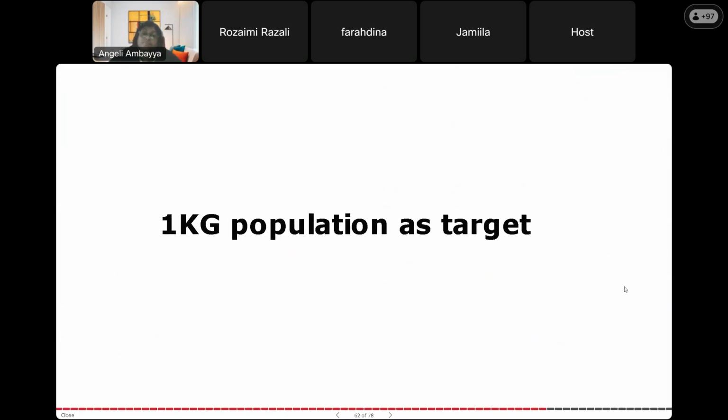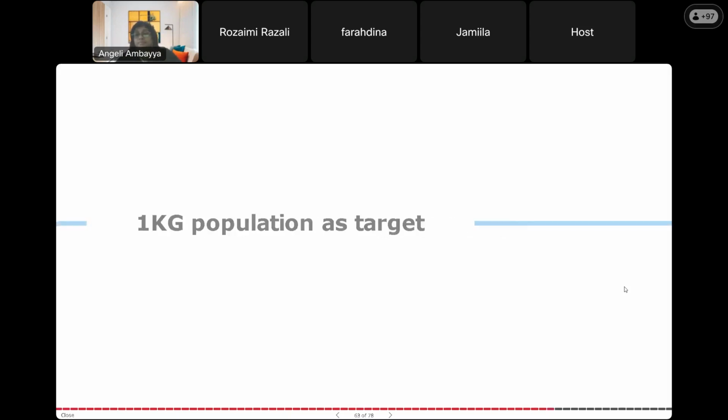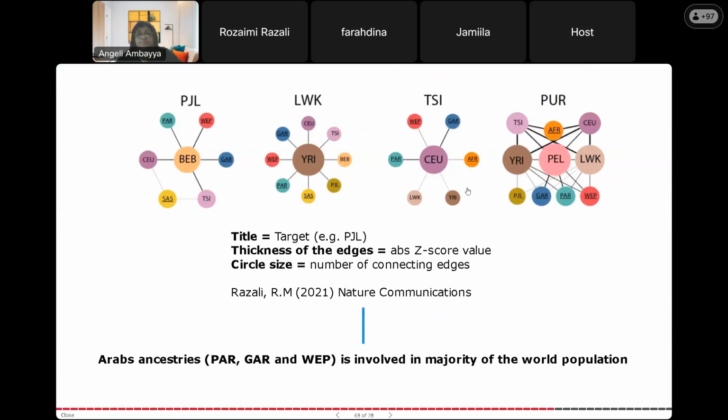Now we look at the 1,000 Genomes, and try to see how the Arab genome, or the Qatar Genome Project ancestry, contributes its genomic fraction to world population. We did this for all 25 populations, but for the sake of time, I'm just showing you 4 examples. PJL is Punjab, LWK Kenyan, TSI means Tuscany, and PUR Puerto Rican.